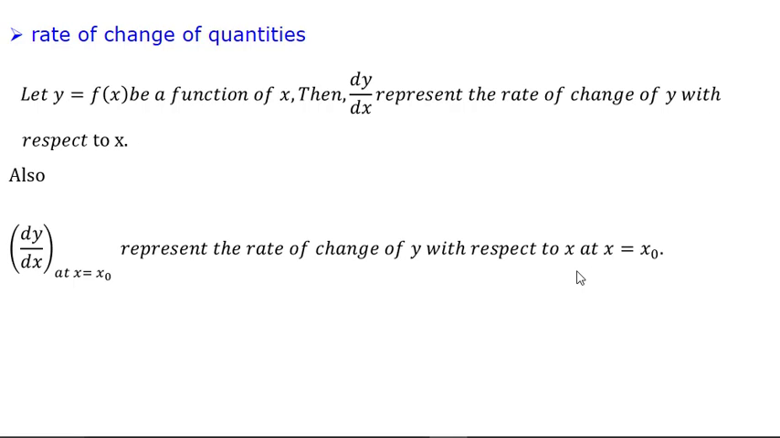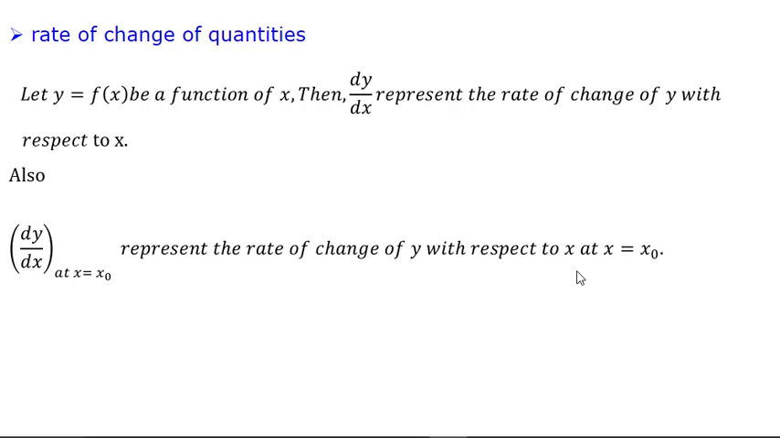So what do you understand by this statement? That if y equals f(x) is a function, then dy/dx represents the rate of change of y with respect to x. That means the change in y when there is a change in x by unity. That is the rate of change of y with respect to x. So per unit change in x, what is the change in y? That is your rate of change, right?